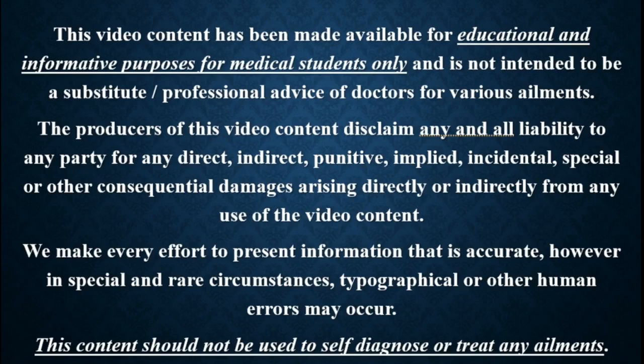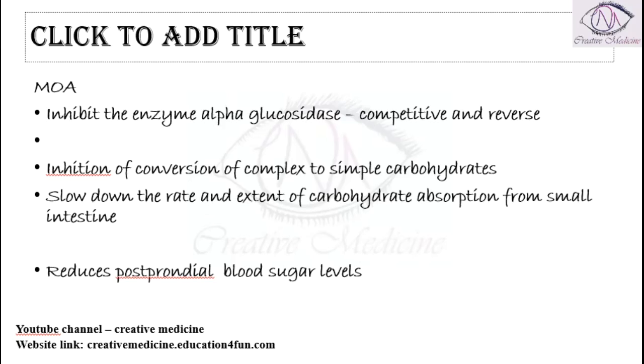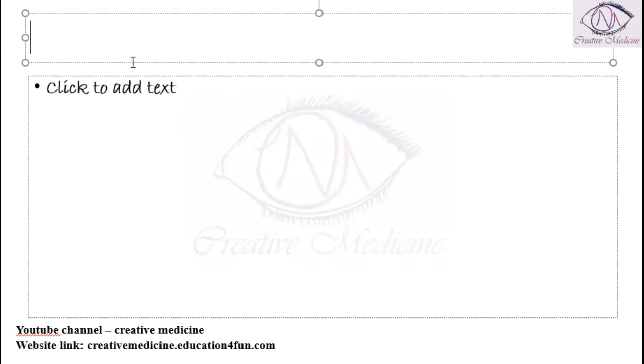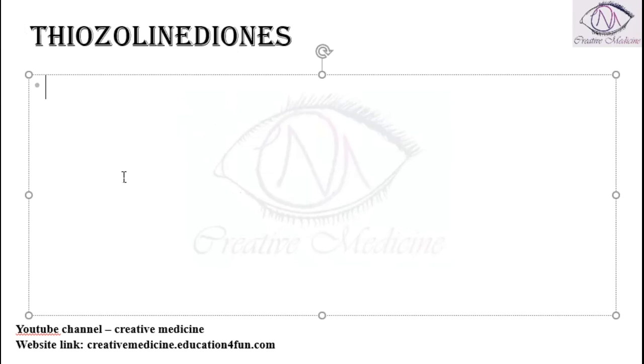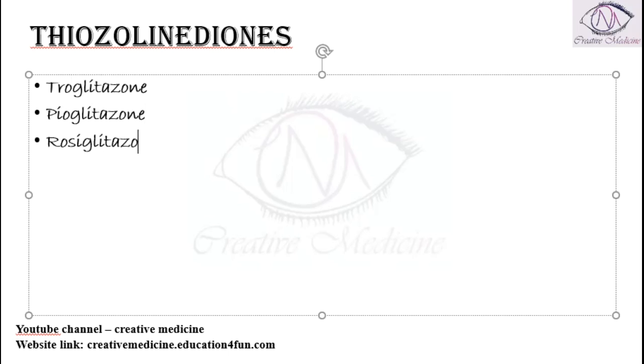In this lecture, we will learn about thiazolidinediones. Thiazolidinediones include drugs like troglitazone, pioglitazone, and rosiglitazone. These are also called insulin sensitizers.